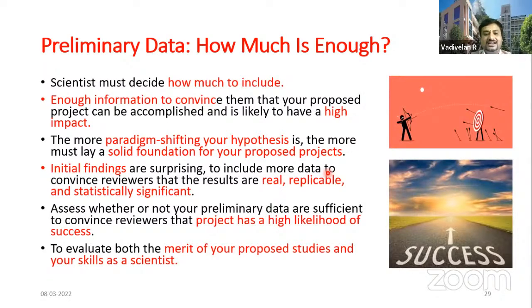That is entirely up to the scientist or the PI, the researcher, how much to include, whatever information he has got. The information should convince them that the proposed project can accomplish high impact. So it should have a high impact, and it should have a paradigm-shifting hypothesis to lay a solid foundation for your proposed project. And initial findings are always surprising, so include more data to convince reviewers that the results are real, replicable, and statistically significant. That is the importance of providing the preliminary data.